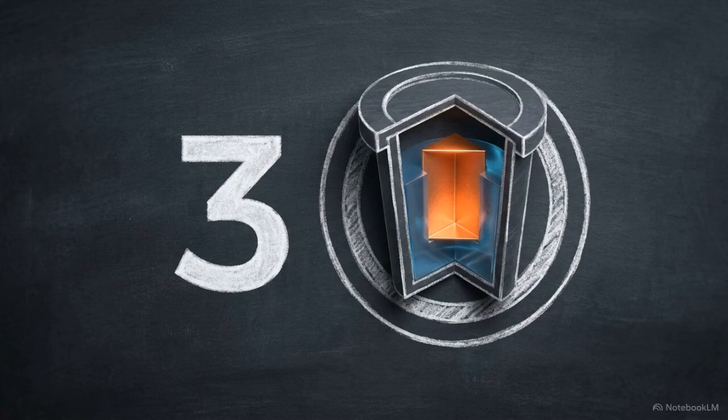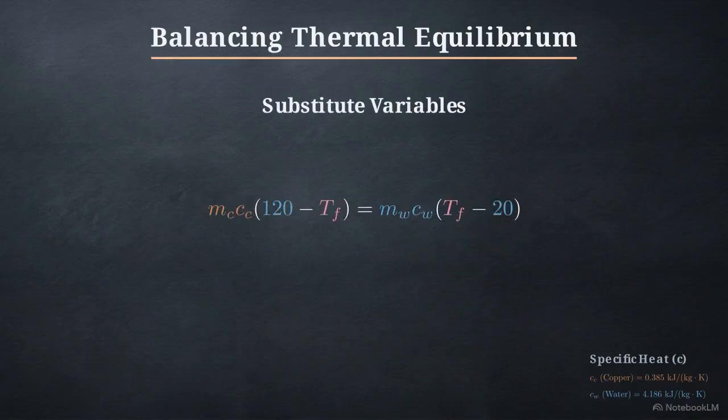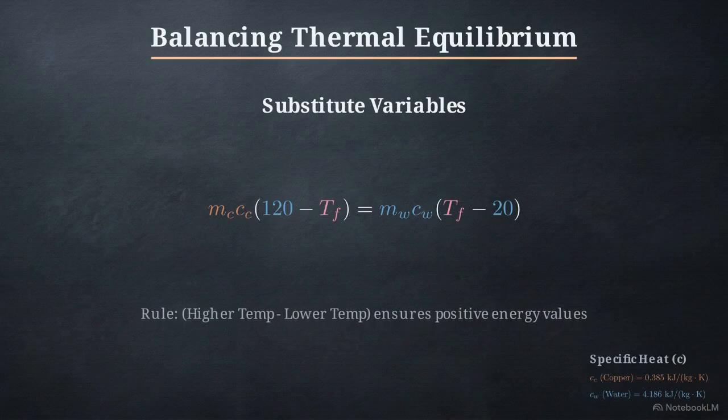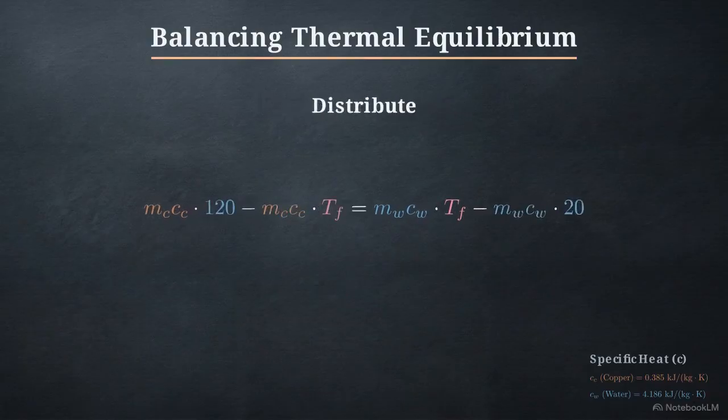Step 3 brings everything together by applying the principle of thermal equilibrium to calculate the final resting state. The balancing principle states that the total sum of heat lost by the warmer bodies must exactly equal the total sum of heat gained by the cooler bodies. We substitute our specific values, taking the mass and specific heat of the copper multiplied by 120 minus T final on the left, and setting it equal to the water variables multiplied by T final minus 20 on the right.